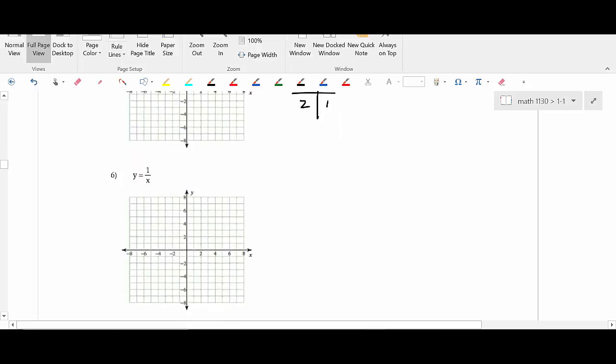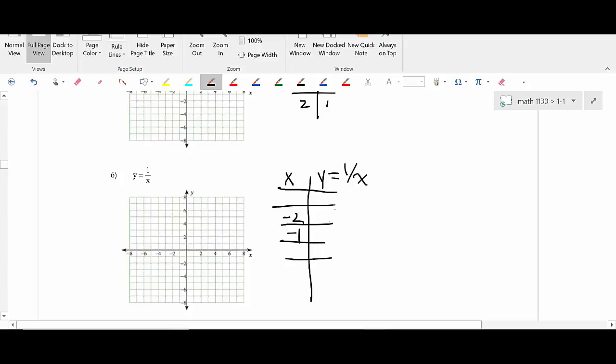Okay, let's do this one. I'm going to do one more of these with the table. This one's kind of weird. This one we're going to use a calculator on a little bit. So we have x and we have y equals 1 over x. So what I'm going to do on this one to start with is we're going to start with -2, -1, 0, 1, and 2. That's always kind of a good standard too. You can always start with those points like that.